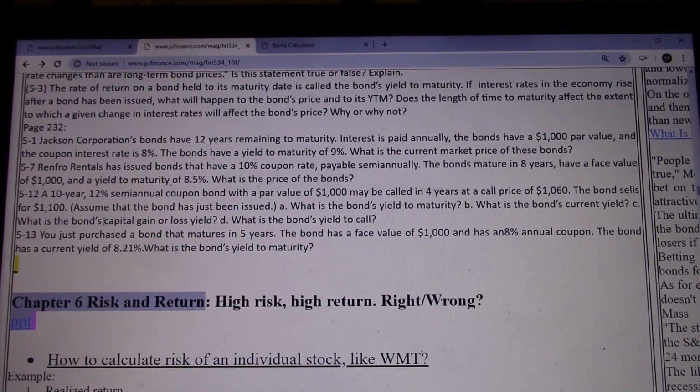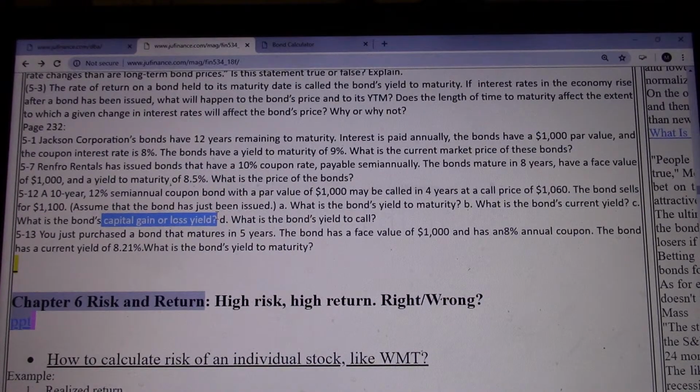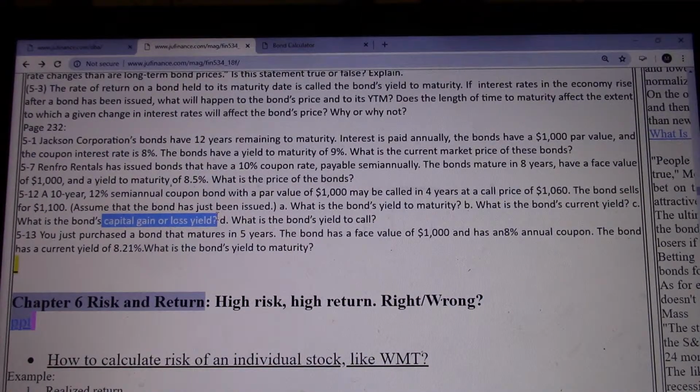Capital gain yield, we know capital gain yield is related to price changes. So if price goes up, it's capital gain. Otherwise, it's capital loss yield. So to get this, all you need to do is use the yield to maturity calculated from part A, subtract the current yield from part B, and that will be the capital gain yield.